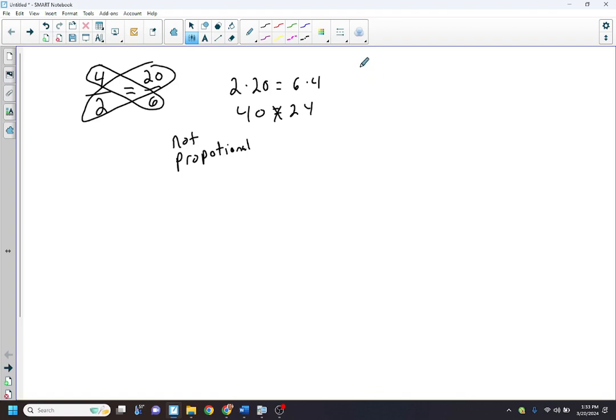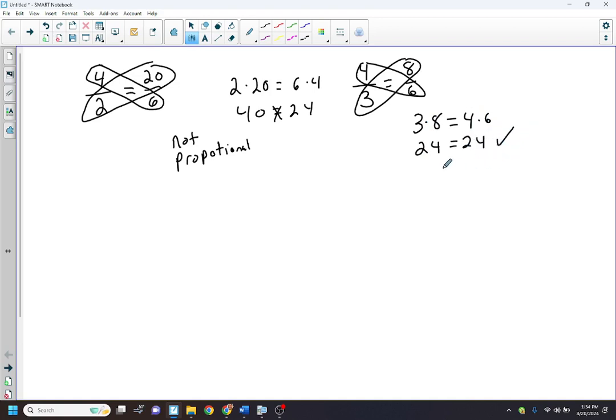If you do something like this, 4 over 3 and 8 over 6, you cross multiply. In this case, it's going to be 3 times 8 equals 4 times 6. 24 equals 24. It is the same, so you do say proportional, okay? This is not proportional because they're not the same. If they are the same, they are proportional.